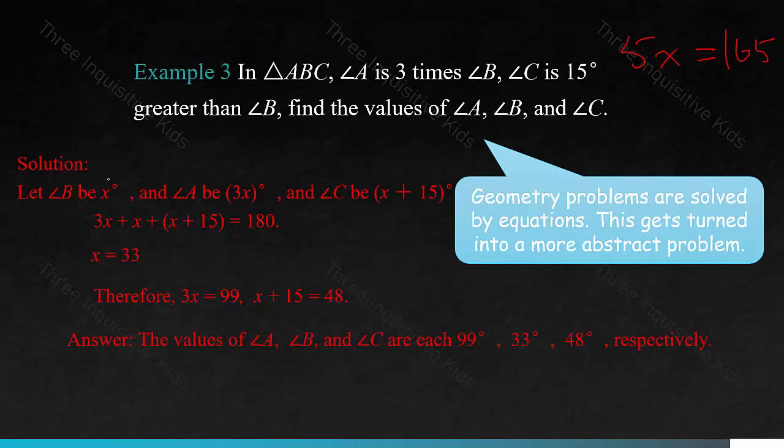You can see that here we had to write out the equation and then further solve using what we learned about algebra. This gets turned into a more abstract problem when we turn it into equations. So you can see that in this problem, we didn't even need a picture. All we needed was equations, the substitution property of equality, and the properties of equality.